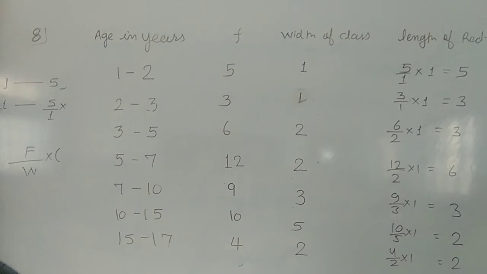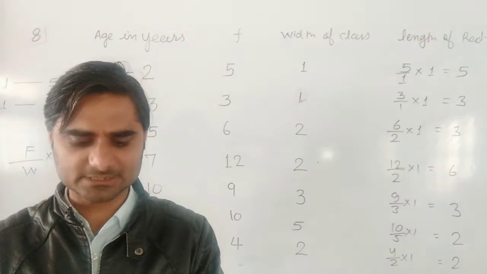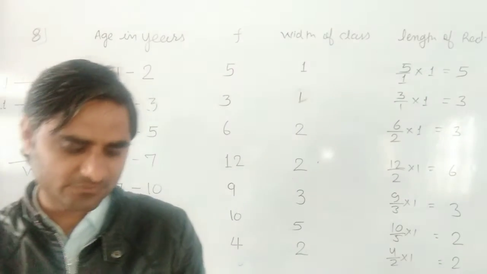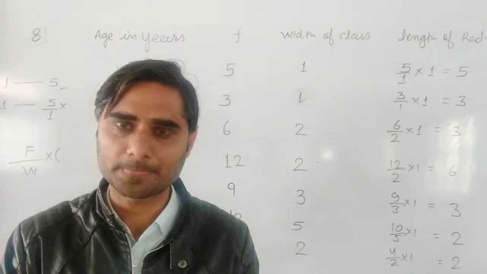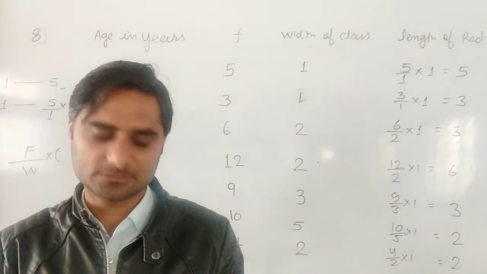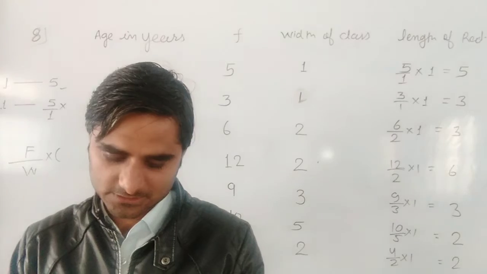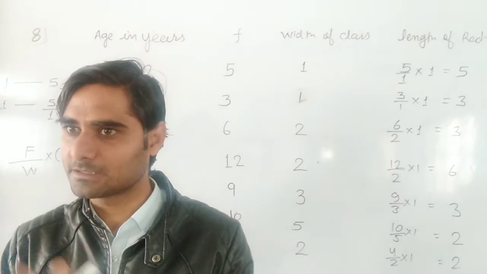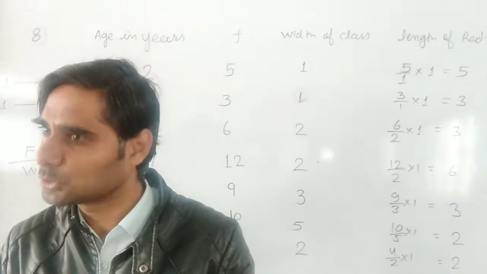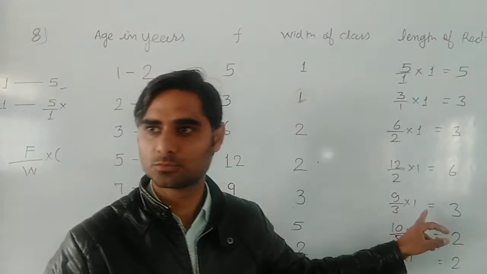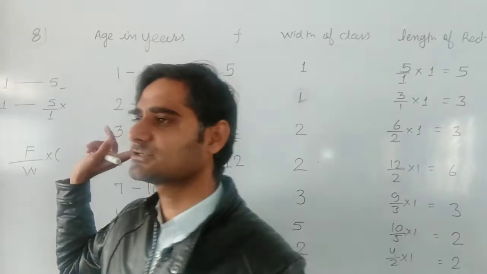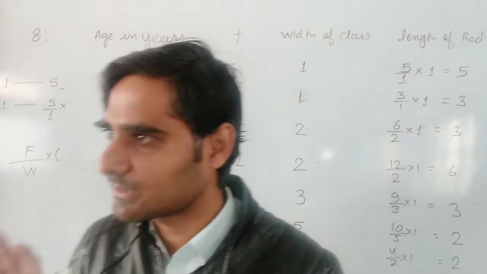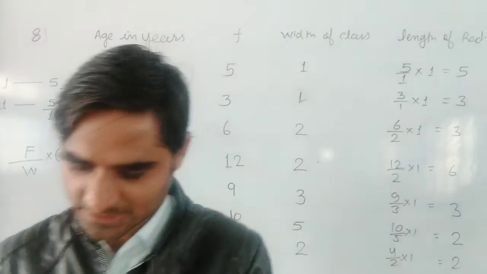Question number 9. In 9 it is given 1 to 4, 4 to 6, 6 to 8, 8 to 12, and 12 to 20. Right? See the difference between them. 4 minus 1 equals 3, 6 minus 4 equals 2, 8 minus 6 equals 2, 12 minus 8 equals 4, and 20 minus 12 equals 8. The minimum class interval, class size, is 2. So here we will multiply by 2. Before, we had 1 only, that's why we multiplied by 1. Otherwise we will take 2, 3, whatever minimum is given, we will use the same.